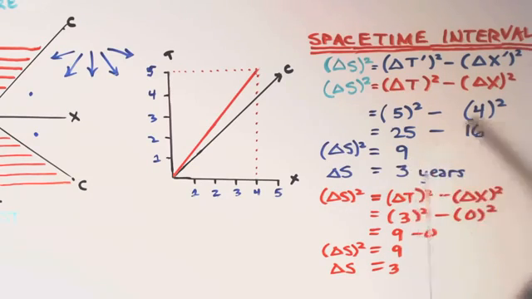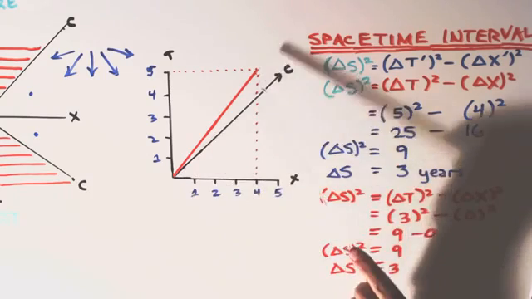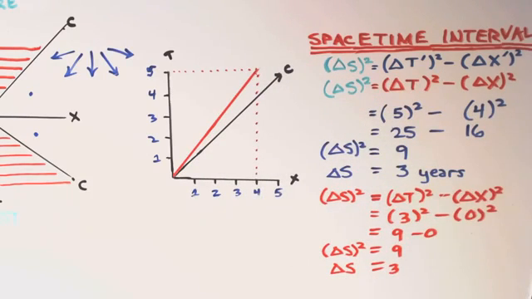And like I said, this is a 9. Square root it down to a 3, and guess what? Remember how I said 3 years to get to the planet in the frame of reference of the space guy? That's your answer, 3 years.